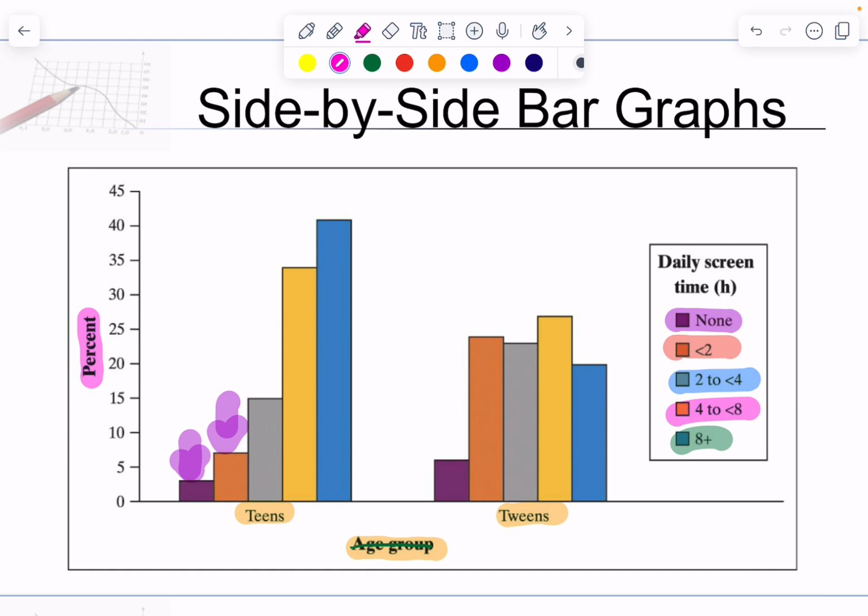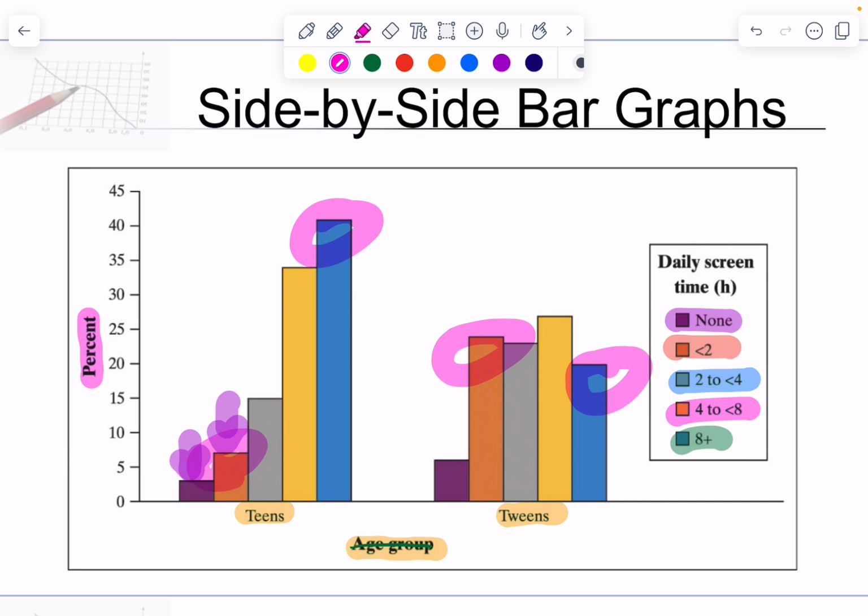So we can see that in this case, tweens were much less likely to have 8 or more hours on a digital device than the teens were, whereas the tweens were more likely to have less than 2 hours of screen time compared to the teens. And so we can start to see those big differences, what's the most common for this versus most common for the other, what are the similarities, what are the differences, and we can analyze based on that.